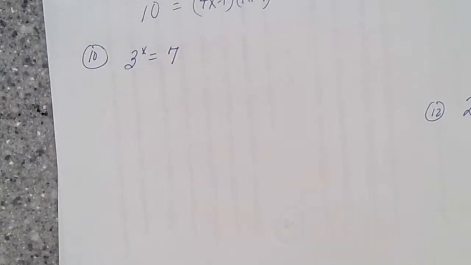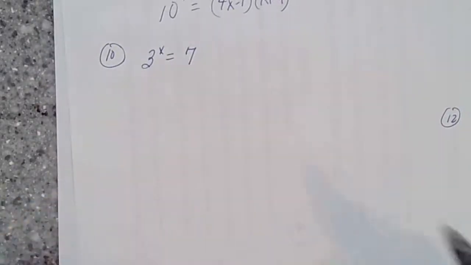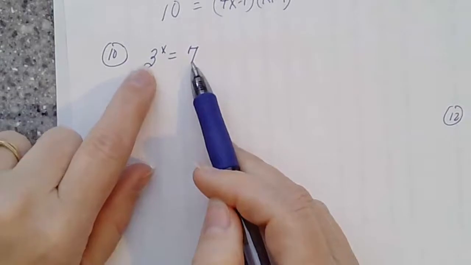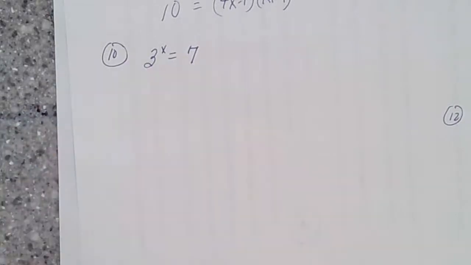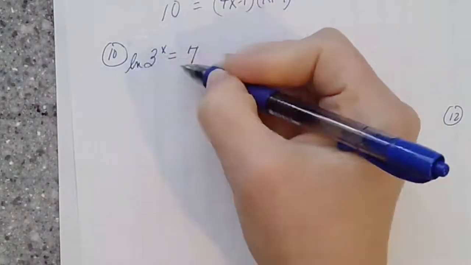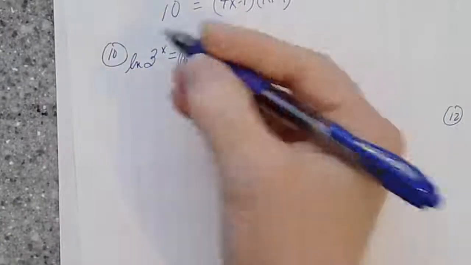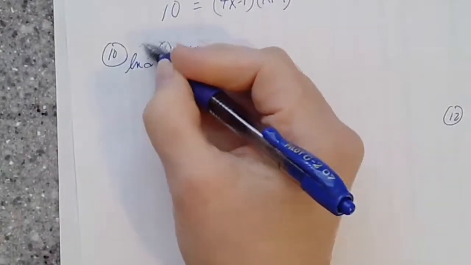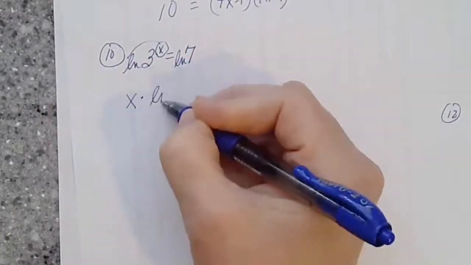There's no way to make a 3 and a 7 into like bases. No easy way to do that. So we take the log of each side, which can be log or ln. I'm going to do ln logs. That brings your exponent down as a multiplier. X times ln 3 equals, and if there were an exponent there, I'd bring it down, but there is not. So just write ln 7.